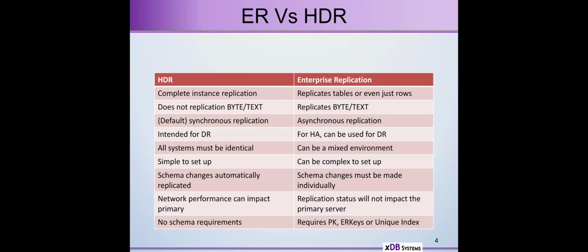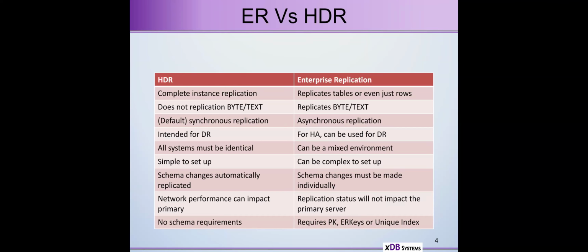HDR is very simple to set up. Schema changes happen automatically. Add a new chunk, it happens automatically, but it has to be a full copy of everything. It also does not require any particular schema changes to make it operational. There's one config parameter, LOG_INDEX_BUILDS, if you're doing the secondary RSS, but other than that, there are really no changes. Enterprise replication allows you to replicate just on a table level or even just on a particular row level. So you can get very granular with what you're replicating.